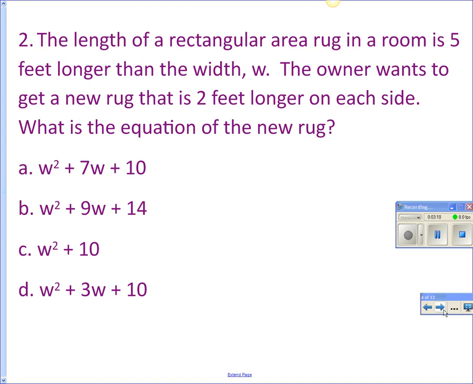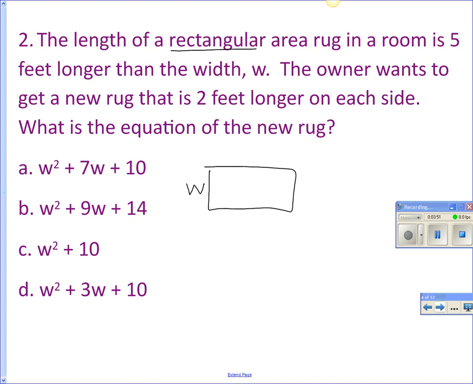Shakira, what would be helpful to do first? Good. Draw a rectangle this time. We have a rectangular rug. What is the first thing it tells us about the rectangular rug? Very good. It's 5 feet longer than it is wide. A rectangle has to be longer than it is wide. What do you want to label the width? W? Okay, so we'll put a W for the width.